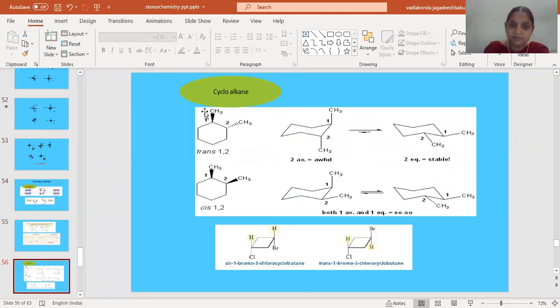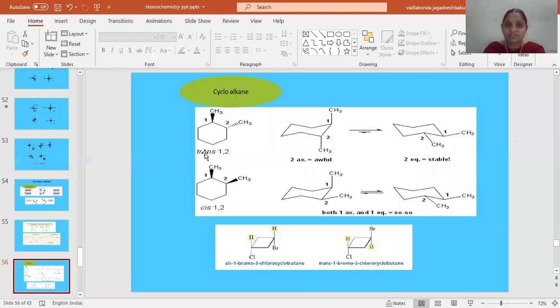Cis-trans can also be given for cyclic compounds, because the carbon-carbon single bond in cyclic compounds also has restricted rotation. So here also we can assign the cis-trans nomenclature. If you observe the two methyl groups here, one is above the plane and one is below the plane, so they are in trans position: trans-1,2-dimethylcyclohexane. Whereas here the two methyl groups are above the plane, so this is cis-1,2. If both are above the plane or both are below the plane, then that comes under cis. And if one is above the plane and the other is below the plane, that comes under trans.